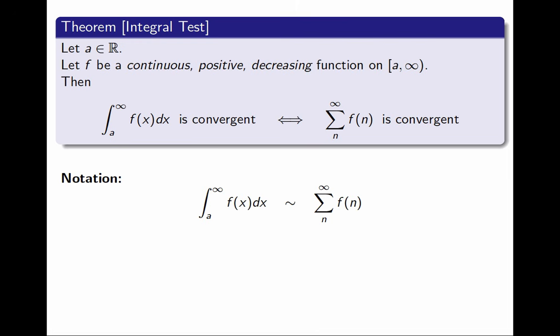This doesn't mean their values are equal, it means that they are both convergent, both a number, or that they are both infinity. I assume you have watched the previous video where I explained where this theorem came from. I will add a link in the description.